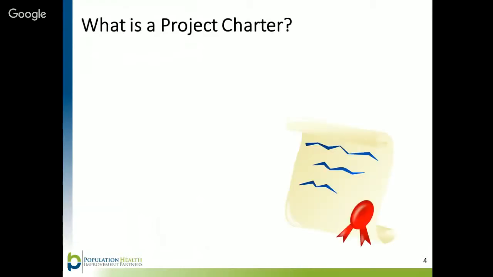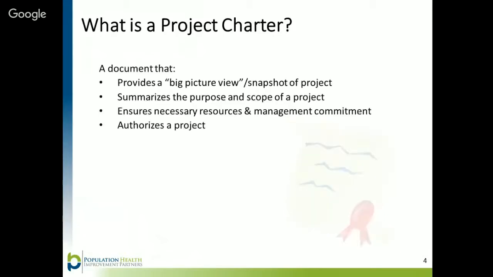Think back to your high school history class. When a colony was established in America, why did the British government issue a charter? The charter outlined the conditions under which the colony was established, described the boundaries of the colony, and defined rights and privileges. A project charter operates similarly, as it provides a snapshot of the project, summarizes the purpose and scope of the project, secures resources needed to carry out the project, and gives authority to begin work.